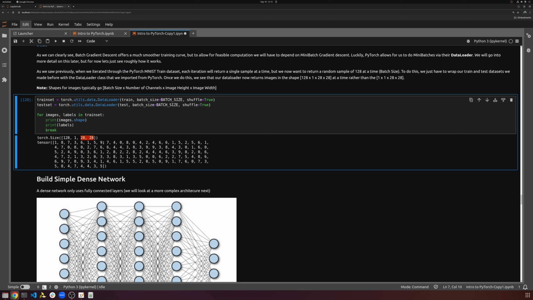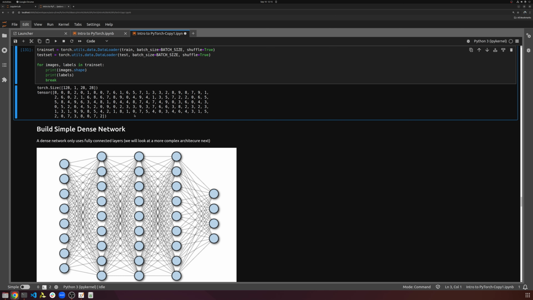And that's it, right? Nothing too crazy. And here are our labels. We have different labels: this first image is a 1, then an 8, then a 7, and so on and so forth. Every time you do it, it'll grab different samples because it's random. So now what we need to do is build a dense network.